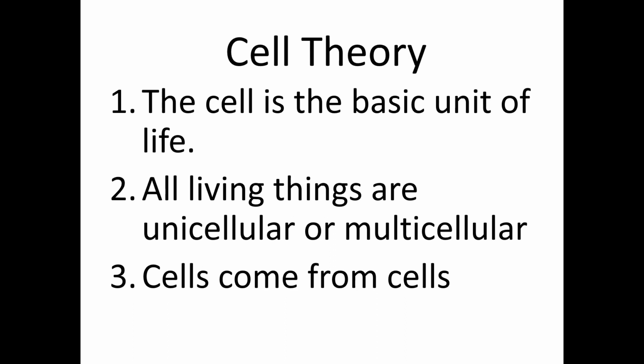So what it means by the cell is the basic unit of life is it doesn't get any simpler than this. If we're talking about something that's living, the most basic is the cell. It's the basic unit of life. And then all living things are obviously made of cells, and they're either going to be unicellular, that means they're made of 1 cell, or they're multicellular, made of 2 cells or 2 billion cells.